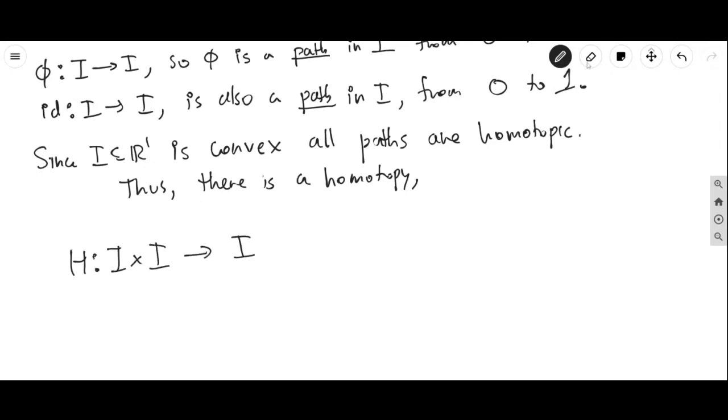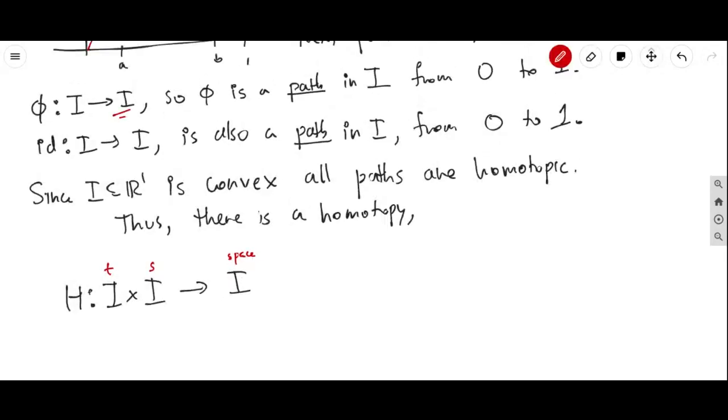So that's a lot of I's. But you have to understand, this is S, this is T, and this is your space. So there are 3 different meanings of I. This I is for the interpolation parameter, this is for the time parameter, and this is the space in which the paths are living. You see, these paths are living in I, right?